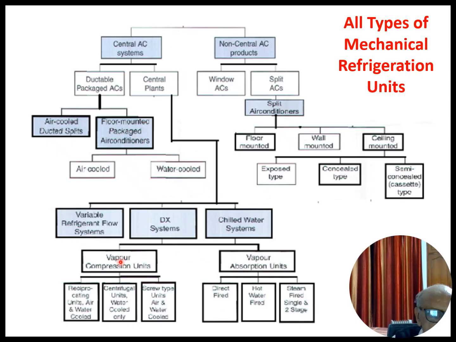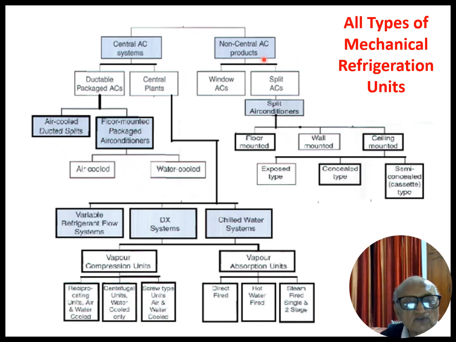Vapor compression system further gets classified into one, reciprocating, air and water cooled systems. Second, centrifugal units, mostly water cooled, and screw type units, air and water cooled. In the vapor absorption system, we have direct fired, hot water fired, or steam fired, single and two stage.